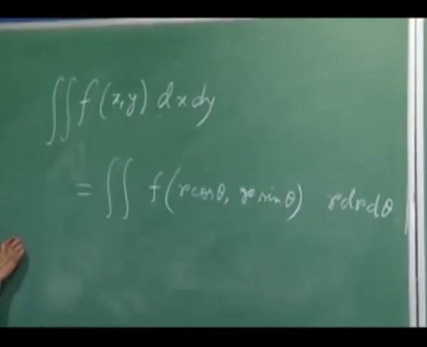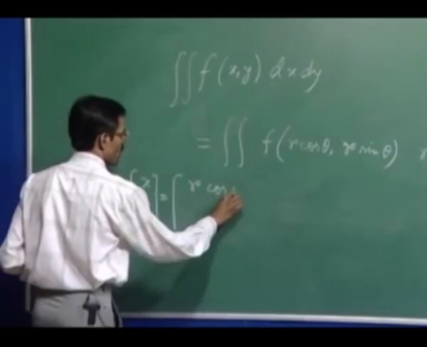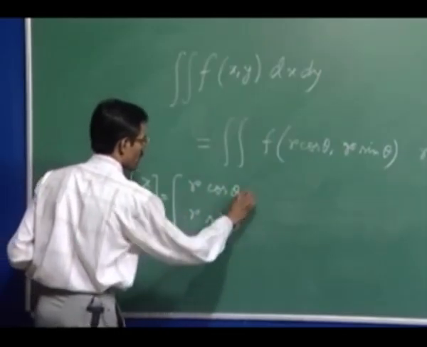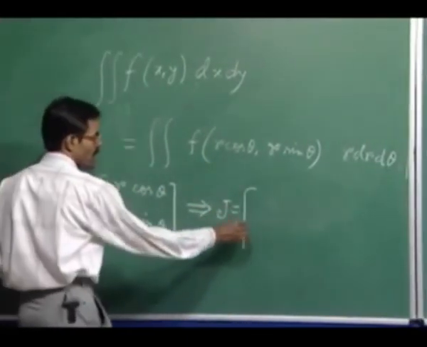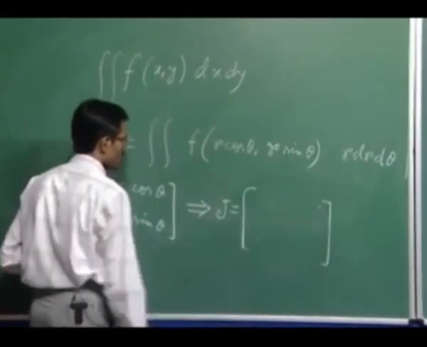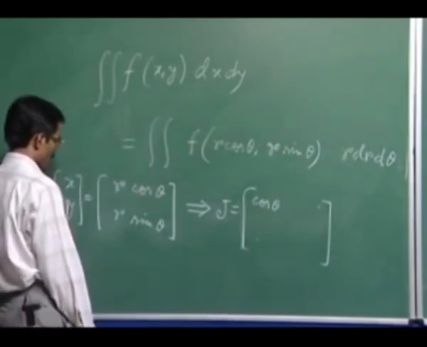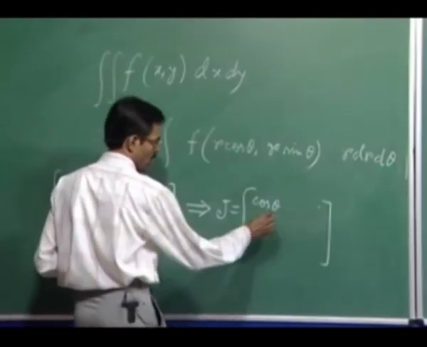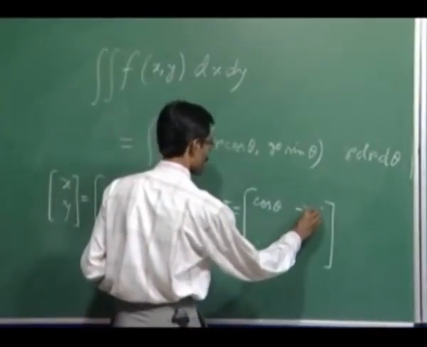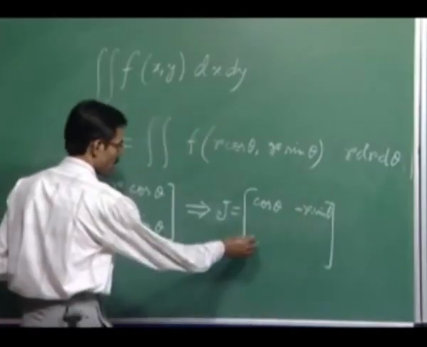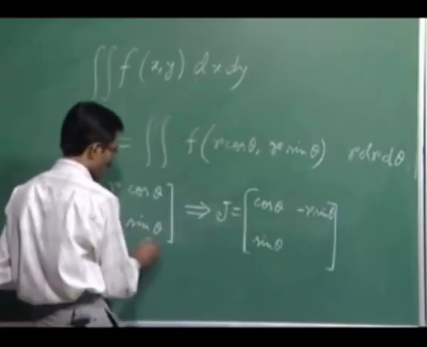For that, you can see that if you take x y as this vector function of r and theta, then if we try to work out its Jacobian, the Jacobian will be a 2 by 2 matrix in which we will have del x by del r here, and then del x by del theta here, del y by del r here, and del y by del theta.